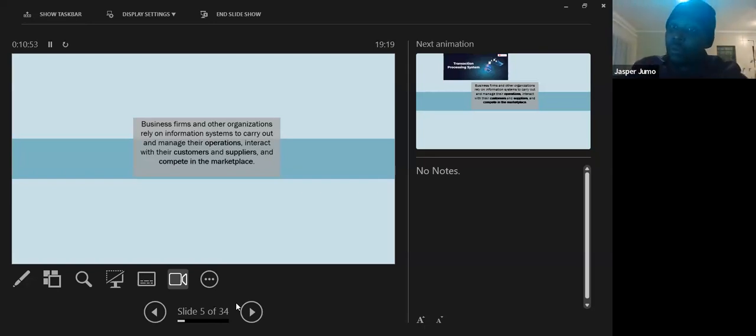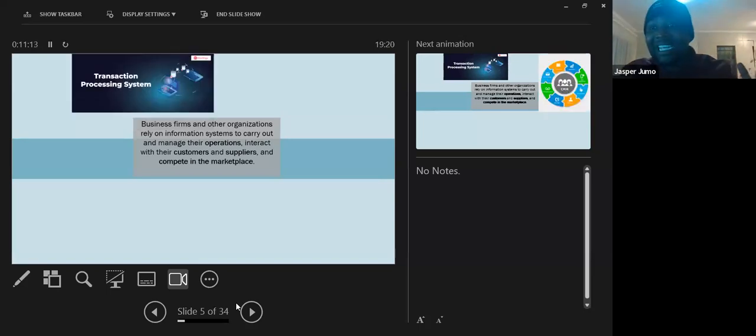Where they are dealing with suppliers. And then on the ground, the lower management guys use what is called the transaction processing system. So generally, that's what it means. They're just saying the business firm uses different types of information systems, depending on what department it is.